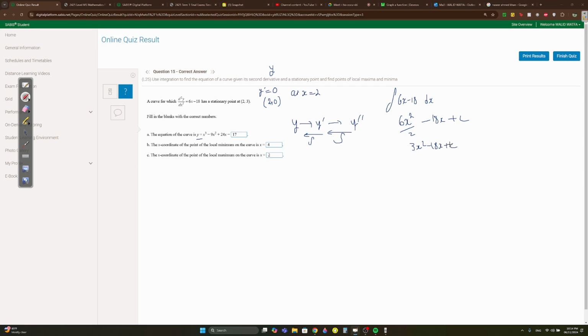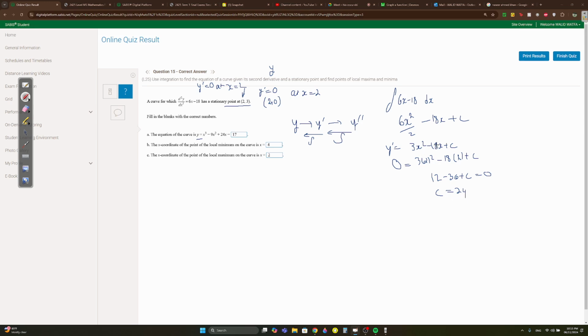We need to find this plus c so that we can integrate and go back to y. To find it, I need to substitute a point. Since this is my y prime, we know there's a stationary point 2 comma 3. Stationary point means y prime equals 0 at this x. So I can substitute 2 comma 0 here: y as 0 and x as 2. You're going to get 3 times 4, 12, 12 minus 36 plus c is equal to 0. So c is equal to 24.